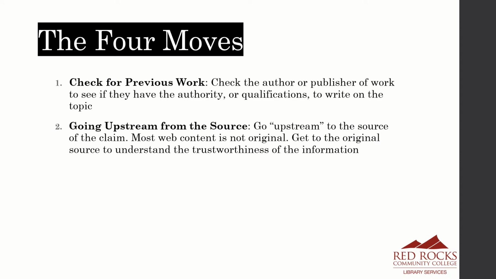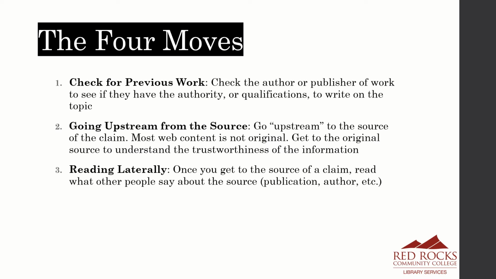Most web content is not original content, but generally just summarizations of the original content. Get to the original source to understand the trustworthiness of the information. In an academic setting, this would be done by checking a works cited or reference page that has a list of citations of the original work. In an online setting, this is sometimes possible through the links within an article, but sometimes you've got to research the original source in Google or Google Scholar.